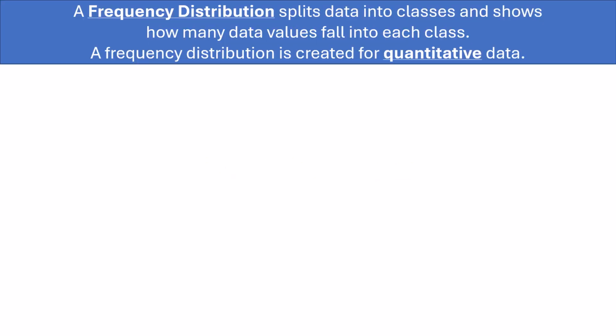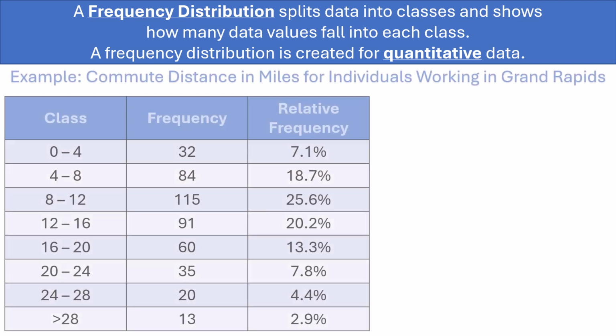First, we must discuss the frequency distribution. A frequency distribution splits data into classes and shows how many data values fall into each class. A frequency distribution is created for quantitative data. The easiest way to show you what a frequency distribution is is just to give you an example.